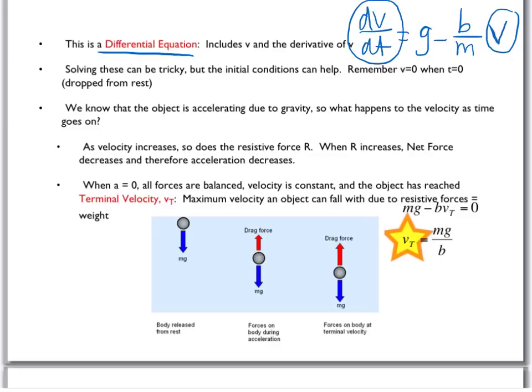Remember, we said that this object was dropped from rest, which means that the initial velocity is equal to 0 when time is equal to 0. We'll practice solving some differential equations in class another time. For now, we'll just look at this simplified version. So we know that the object is accelerating due to gravity. So what happens to the velocity as time goes on?